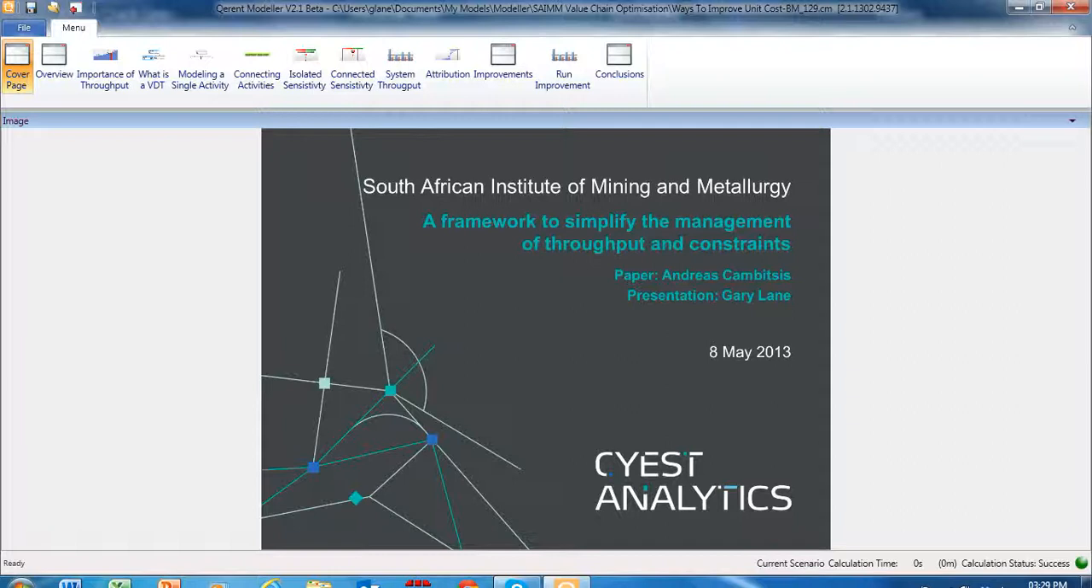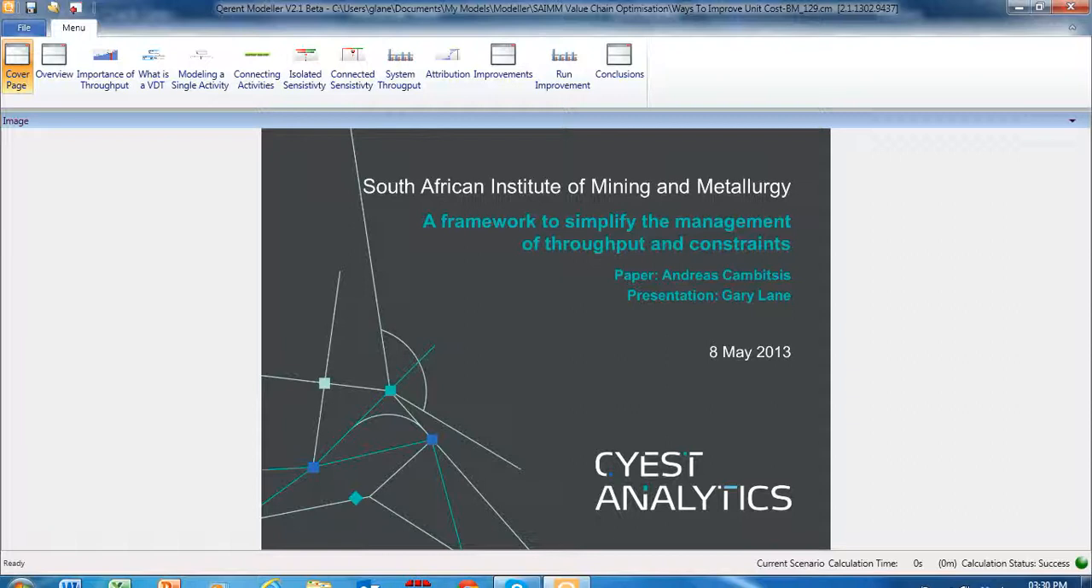I'm going to be showing you a model that was built for the South African Institute of Mine and Metallurgy conference. It was the Value Chain Optimization conference held in Johannesburg in May 2013. This model basically supports a paper called a framework to simplify the management of throughputs and constraints, and this paper is actually available on our website www.cyesttechnology.com or our download site.